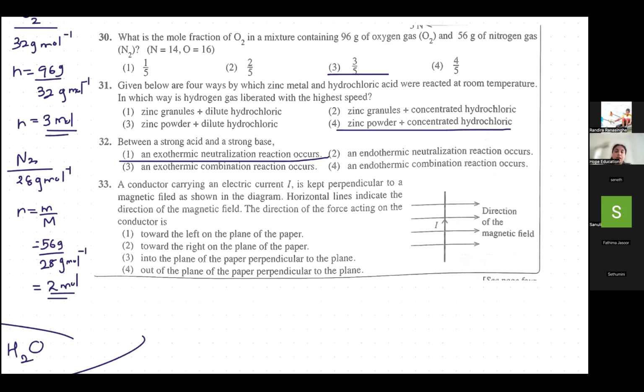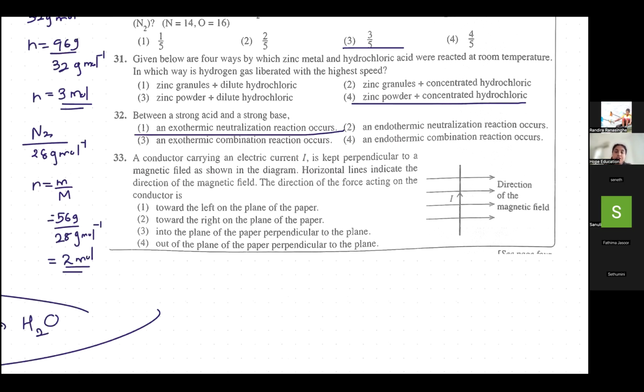A conductor carrying an electric current I is kept perpendicular to a magnetic field as shown in the following diagram. There is a current and a magnetic field, and we are asked for the direction of the force. Do I use Fleming's left hand rule or right hand rule?